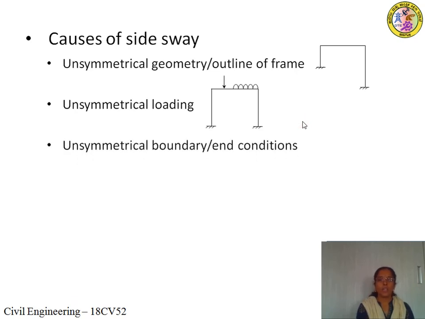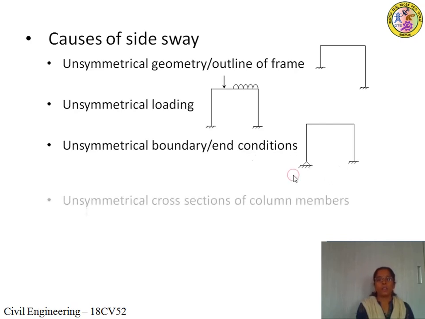The third cause is unsymmetrical boundary or end conditions. Here we can have a look. Let us consider that the lengths of the vertical members are the same, but the boundary conditions are different. If the supports of the columns have different boundary conditions, then even though the geometry is symmetrical and loading is also symmetrical, it undergoes sway.